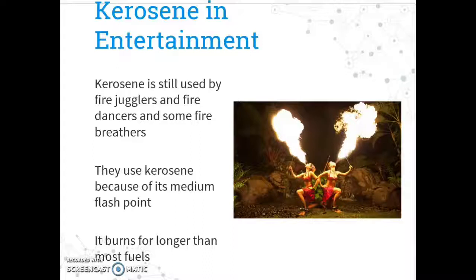However, if something goes wrong, there is no chance for a clean escape from it. Kerosene burns for longer, and therefore the mist that's burning above the fire breather would be burning for much longer, and they would be stuck under there. If anything goes wrong, it's the easiest way for them to get burned.